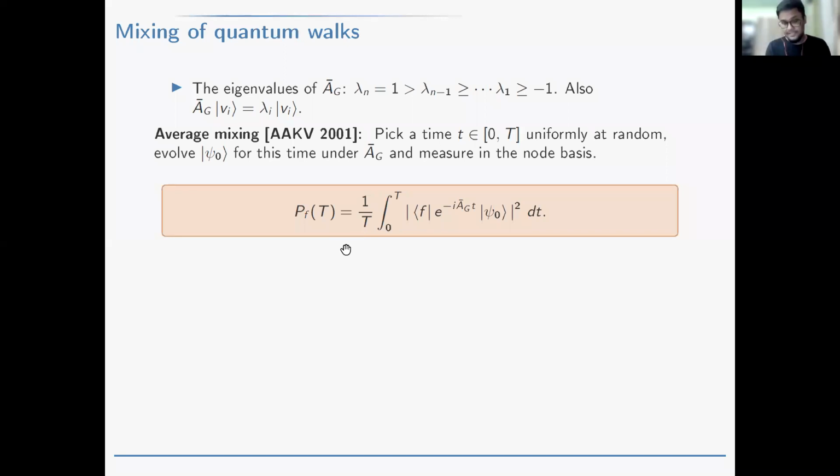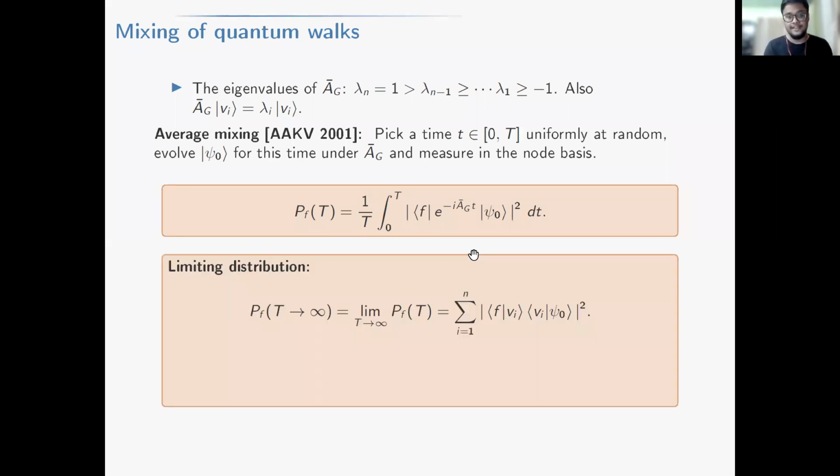The advantage that you get from this definition is that you could define a limiting distribution. If you take the limit of T going to infinity, you'll see that this is very well defined. It just depends on the overlaps of your initial state and the final state with the eigenvectors of the underlying Hamiltonian, which is just the normalized adjacency matrix. So this is very well defined, and you do get a limiting distribution from this definition.